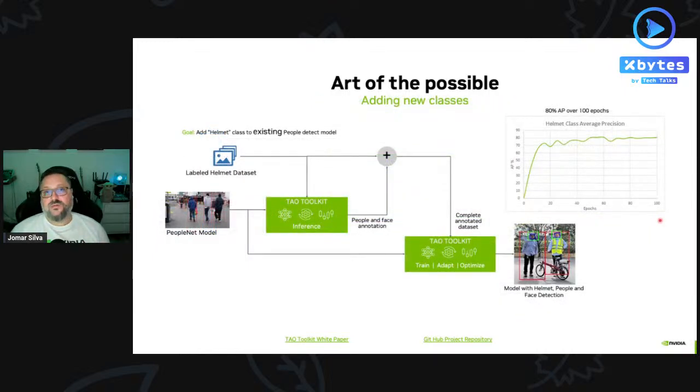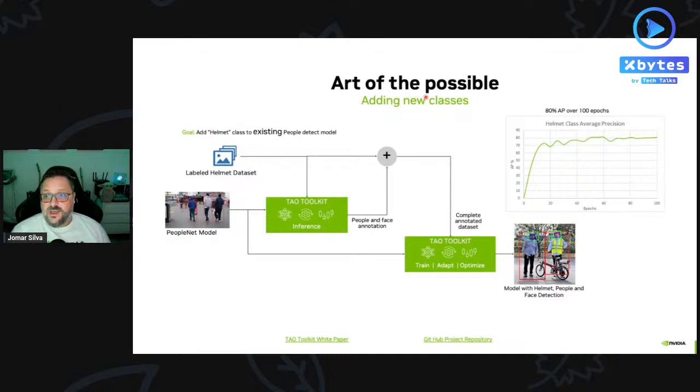Also, I can do things much more complicated. In this case, I need to have a data set where I recognize helmets and people and heads. So I don't have a data set with all those things. I will start from the same PeopleNet I mentioned before. I'll use a labeled helmet data set, and I'll generate a data set with annotations of people and face. Then I combine both things, and I have my final neural network trained.